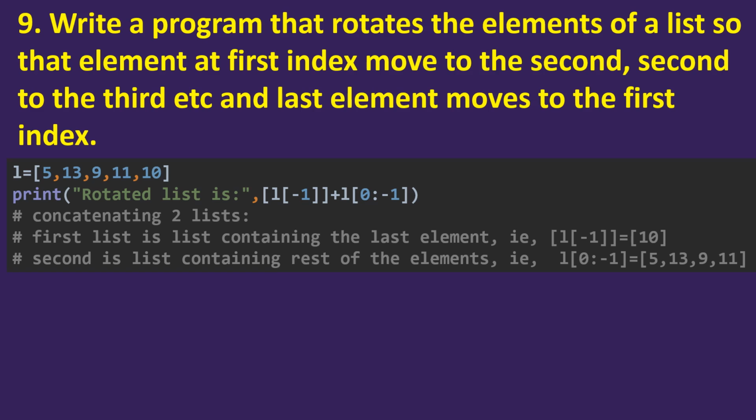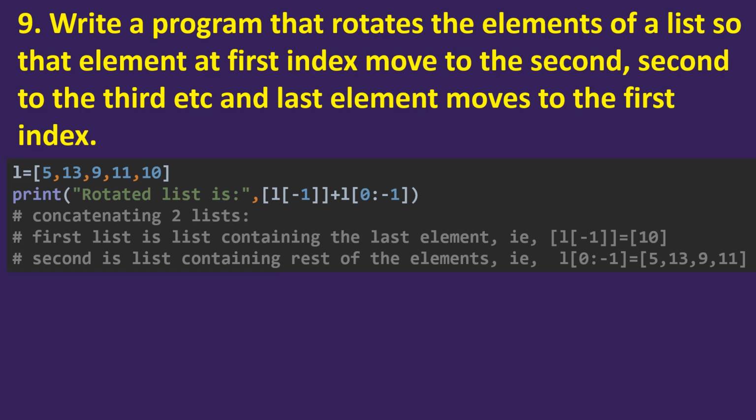Here we will just do concatenation of two lists. So first of all, we will take out the element which is at the last position, or that is at the index number -1. So here you can see that is L of -1. That means the element which is present at index number -1, that is stored in one list. Okay, so that is kept within square brackets. That means that is considered as a list.